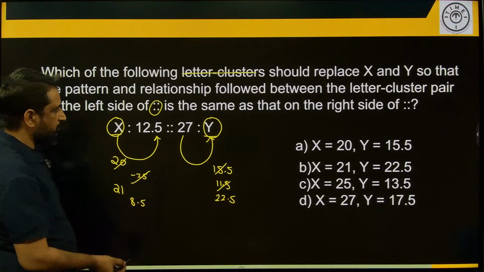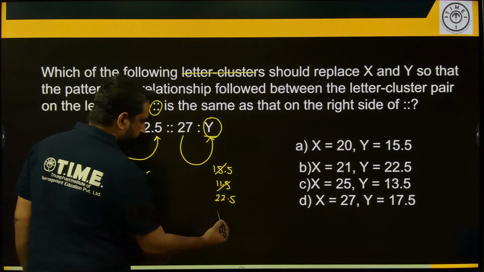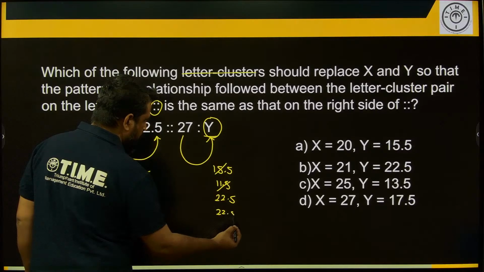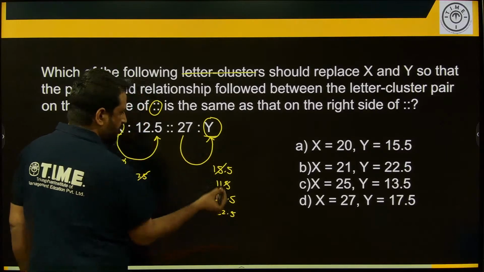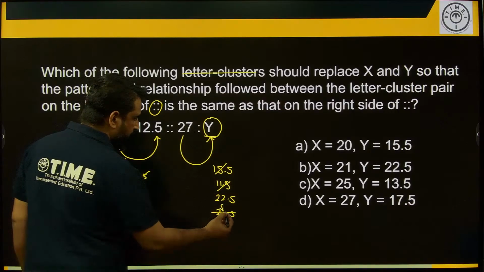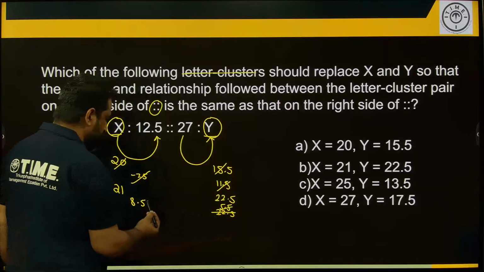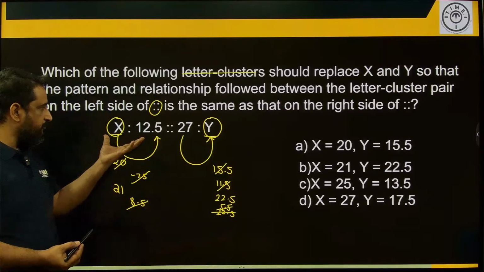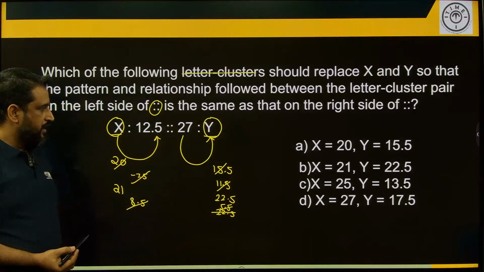27 and 22.5, the difference is 5.5. Even it is not similar. Even it is not half of that number also. Okay. I can't see anything.